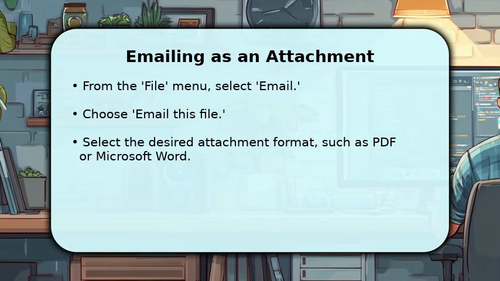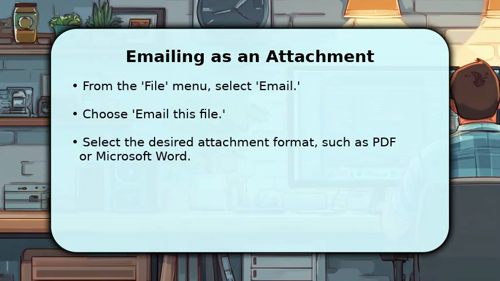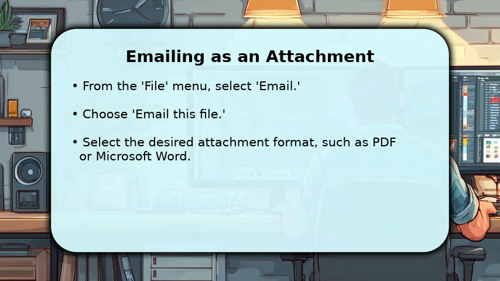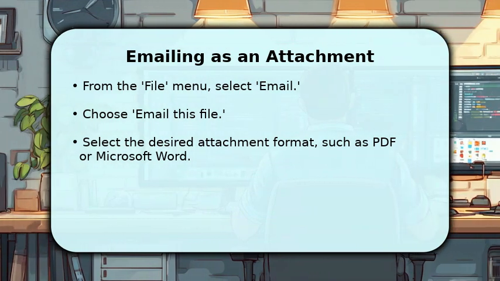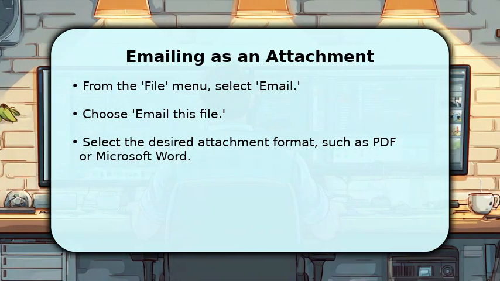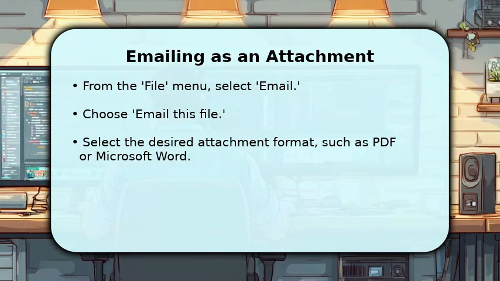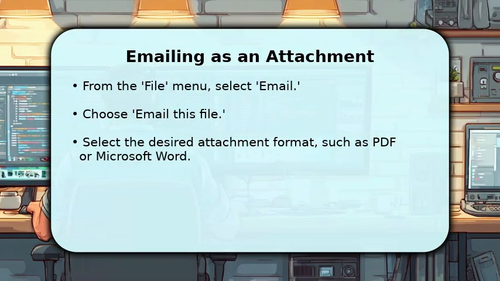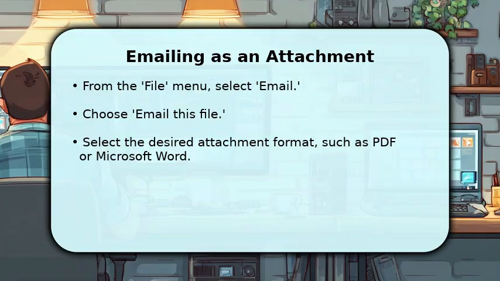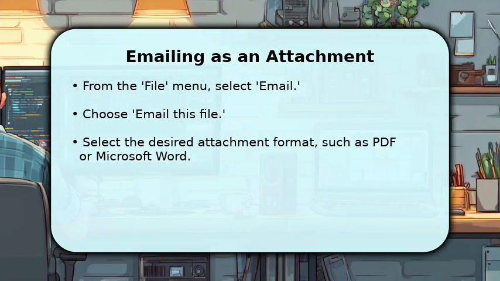Finally, you can also directly email your Google Doc as an attachment. From the File menu, hover over Email and then click Email this file. You can then select your preferred attachment format, such as a PDF or a Microsoft Word document. Enter the recipient's email address, add a subject and message, and hit Send. This is a quick and efficient way to share your document without needing to download it first.